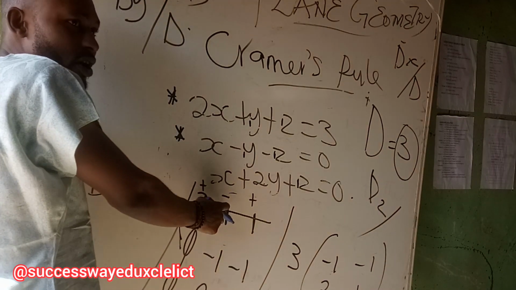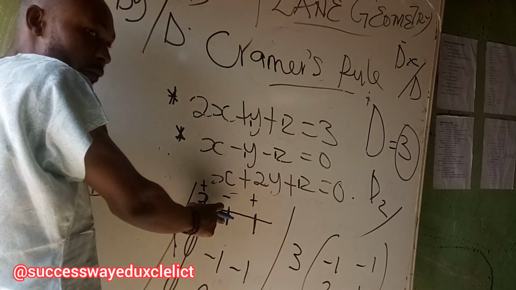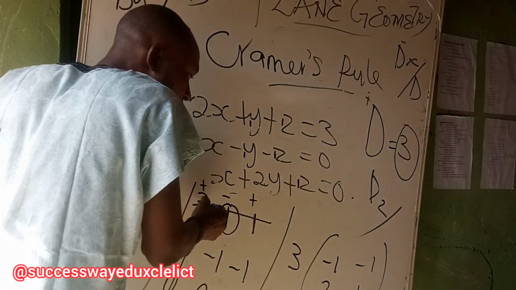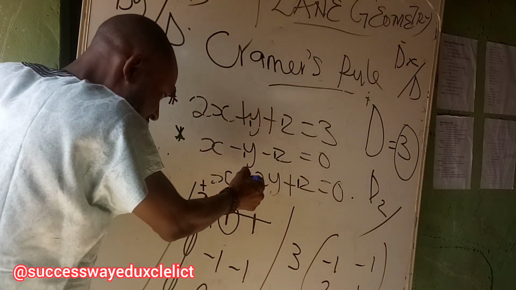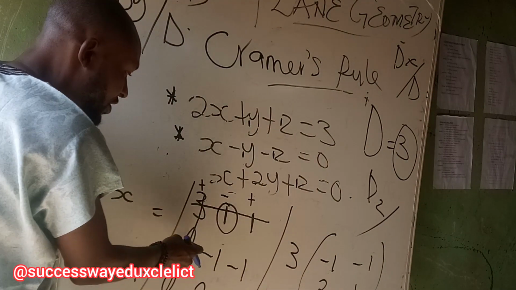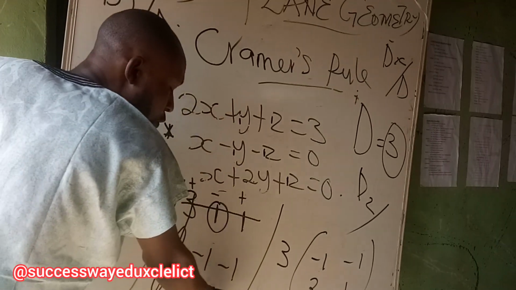You go down to the second element of this row. That element is 1. You get rid of the row that element belongs to. Get rid of the column that element belongs to. The minor you should be having there is 0, -1, 0, and 1.